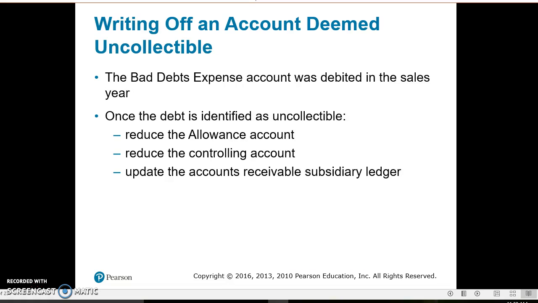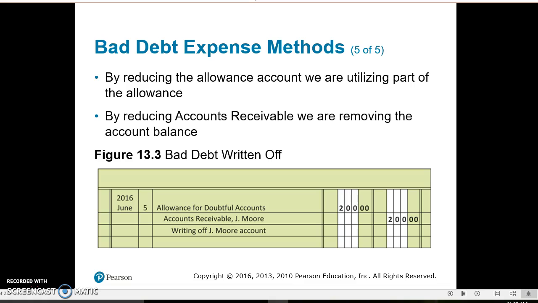Writing off an account that you have said is bad or uncollectible, you have to look at reducing the allowance account, reducing your controlling account of accounts receivable, and updating the subsidiary ledger for each individual account. Doing this, you will notice that if you have an account that's for $200 from J Moore, you'll end up debiting your allowance for doubtful accounts because that will decrease it. And your accounts receivable is also going to be decreased by $200. And it removes it from accounts receivable.